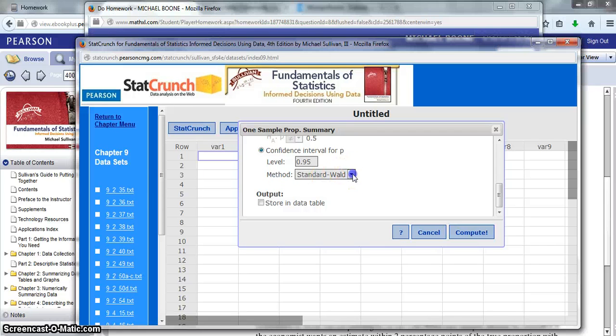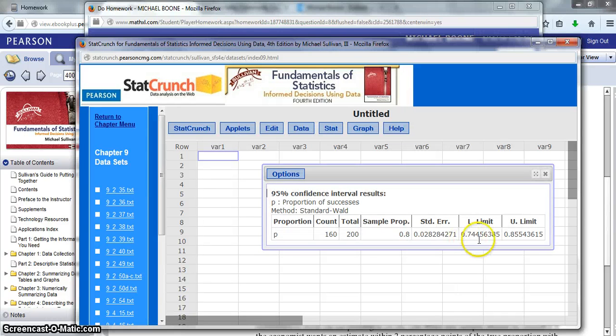Again, there's different ways of doing a confidence interval. The one that we're going to use is this standard Wald. You can read more in the book. It's about the guy who came up with this particular way of finding confidence intervals. And now I hit compute, and this lower limit and upper limit, those are my confidence intervals.